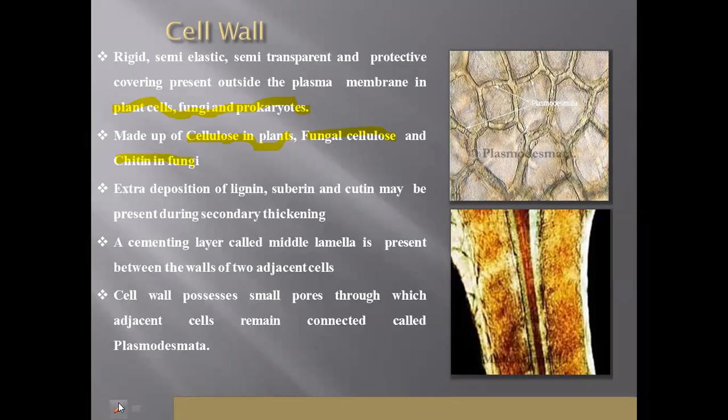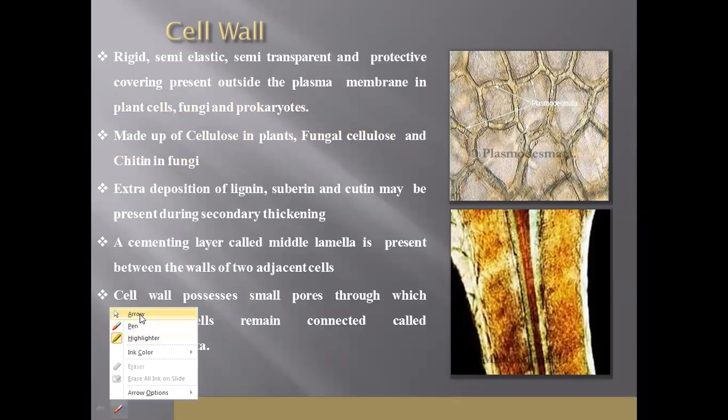Extra deposition of lignin, suberin, and cutin may be present during secondary thickening. It's not so that only the primary cell wall is present. In plant, you will find the primary cell wall and the secondary cell wall. The cell wall of plant is made up of cellulose and fungal cell wall is made up of chitin.